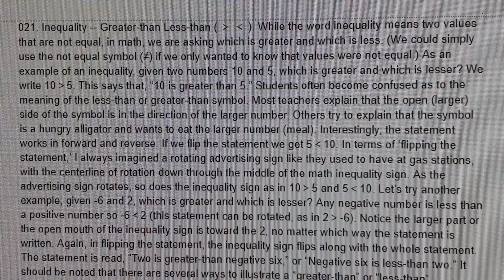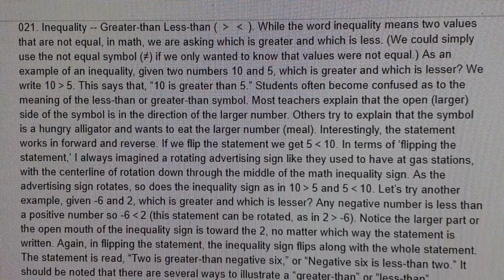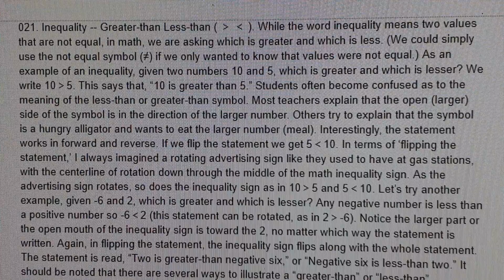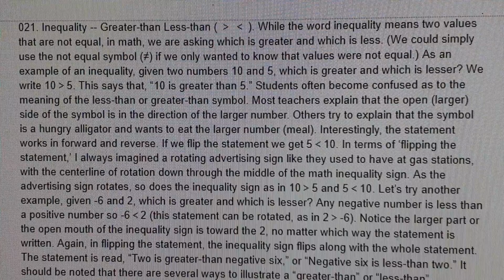Students often become confused as to the meaning of the lesser than or greater than symbol. Most teachers explain that the open (larger) side of the symbol is in the direction of the larger number. Others try to explain that the symbol is a hungry alligator and wants to eat the larger number (meal).